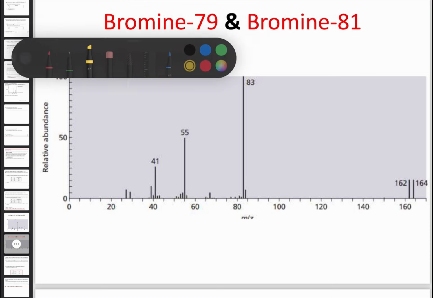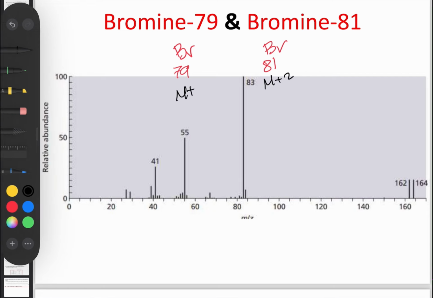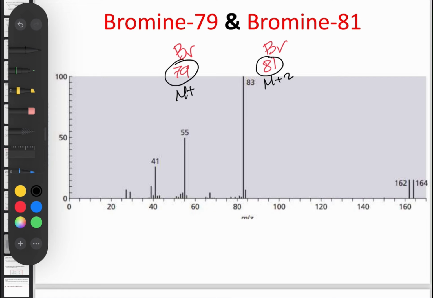Let's start with bromine. Generally speaking, the bromine element has two isotopes: Br79 and Br81. You can see that these two isotopes in nature have a difference. This is M plus and this is M plus 2. So the difference between the two values is 2 neutrons.